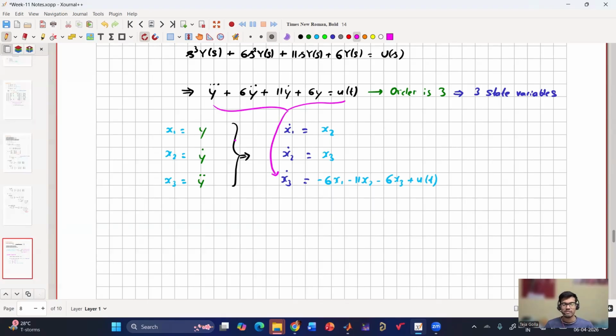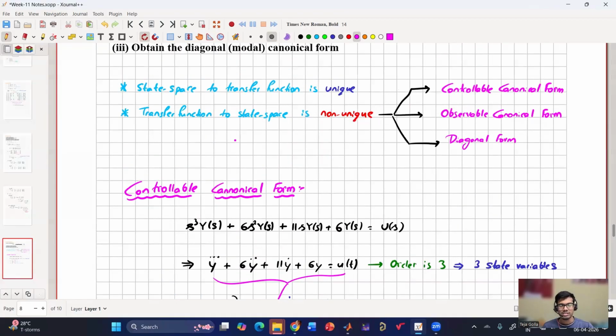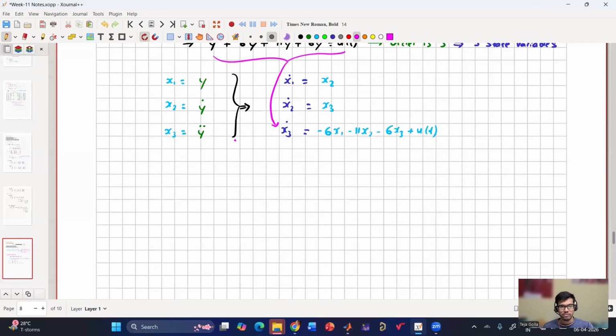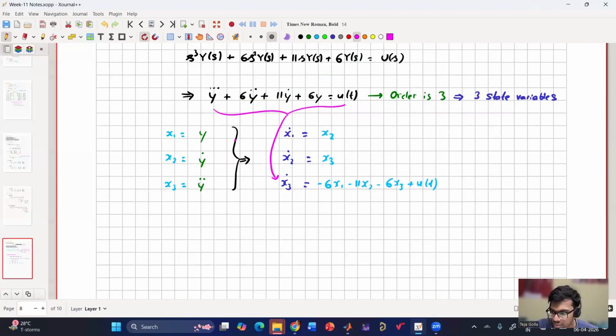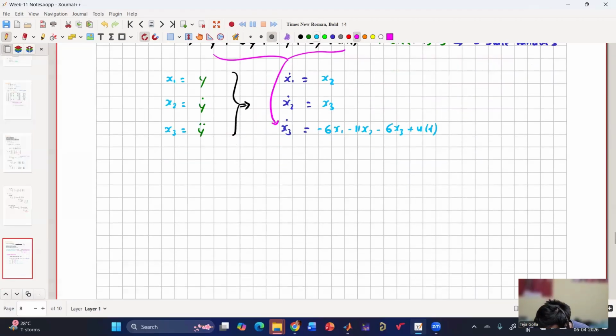So now this final equation, we are going to write in terms of the A matrix, B matrix, C matrix, as well as D matrix, and from there we'll get A, B, C, D. So that is one set of state space representation, which is called the controllable canonical form. And we have also discussed this at the beginning of today's session. Okay. So now let me write this in terms of matrices.